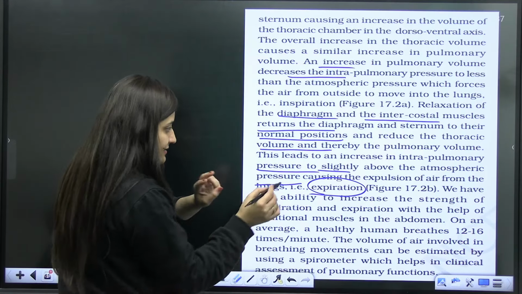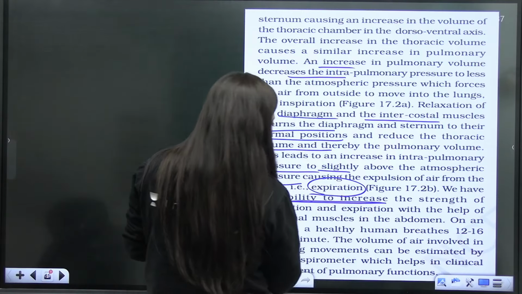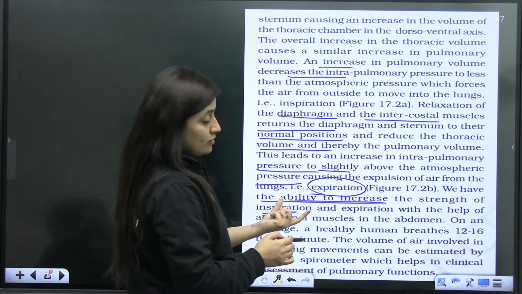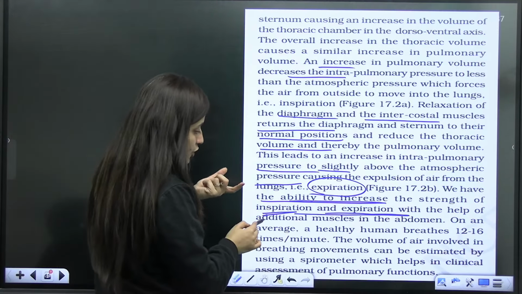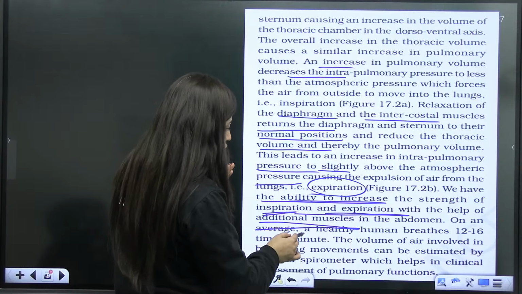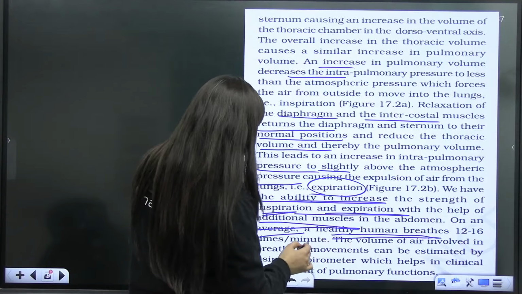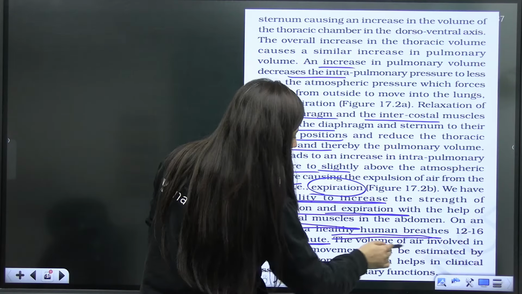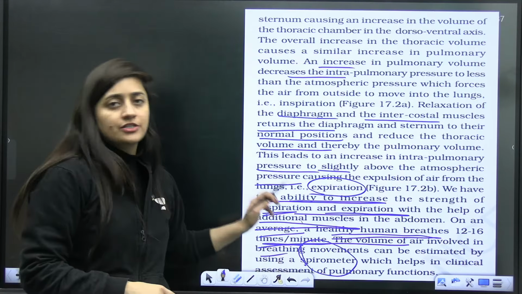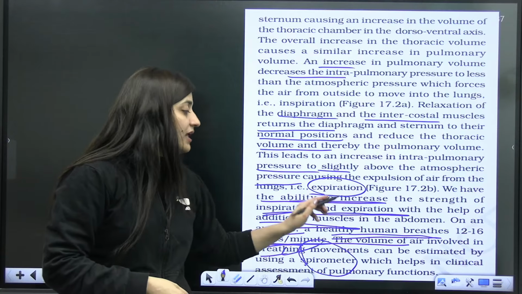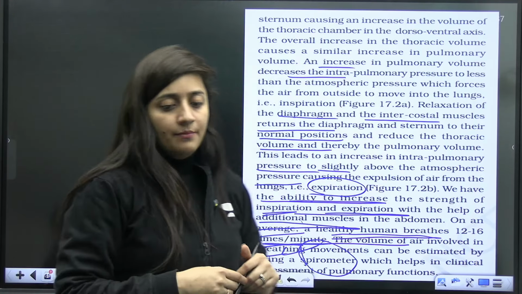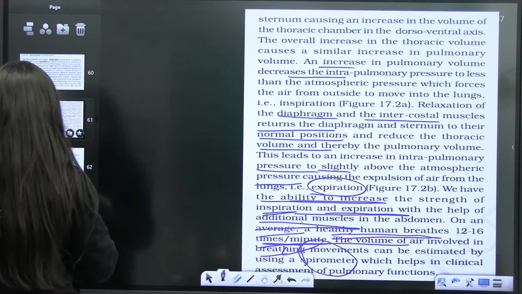We can increase the strength of inspiration and expiration with the help of additional muscles in the abdomen. On average, a healthy human breathes 12 to 16 times per minute. The volume of air involved can be estimated using a spirometer. A spirometer will never help in measuring residual volume, but you can measure the other volumes.